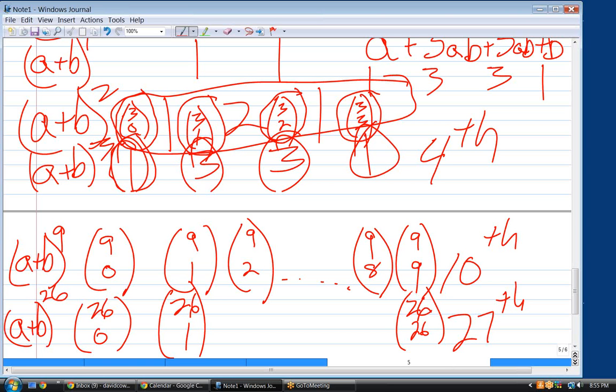The same way, if you were doing the binomial expansion, now you use the exponent as n. But notice the binomial expansion always has one more term in it than the exponent. In other words, a plus b to the 26th is going to have 27 terms in it, matching the 27th row of Pascal's triangle.